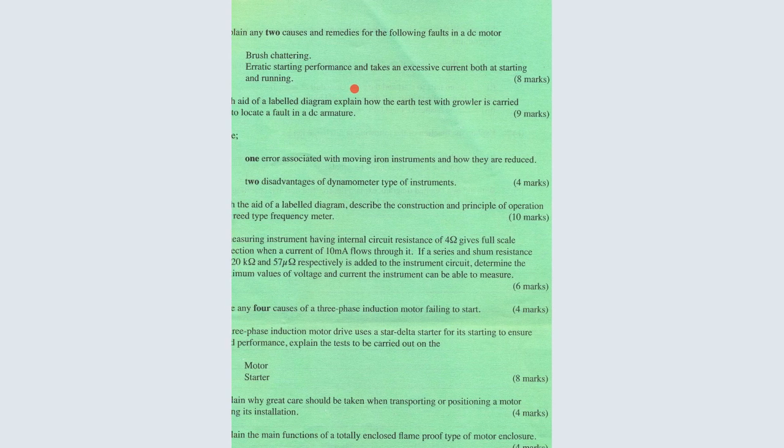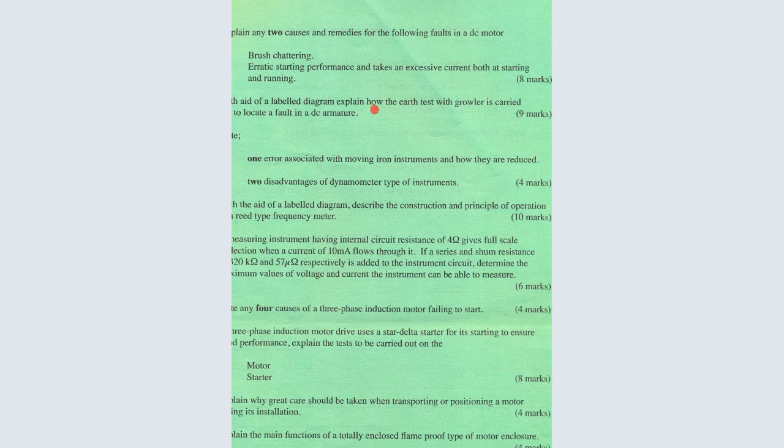Erratic starting means it is disturbing the starting performance. It does not stop; it disturbs when starting. Like a DC generator or generator, sometimes it is difficult to start. You try to start it and it doesn't come on. So what can be the cause when the motor is disturbing to start and takes excess current both in starting and running?